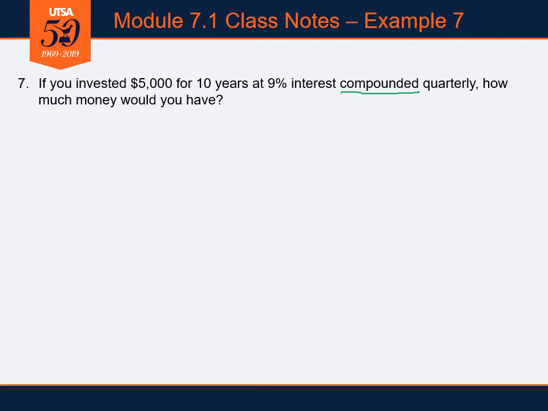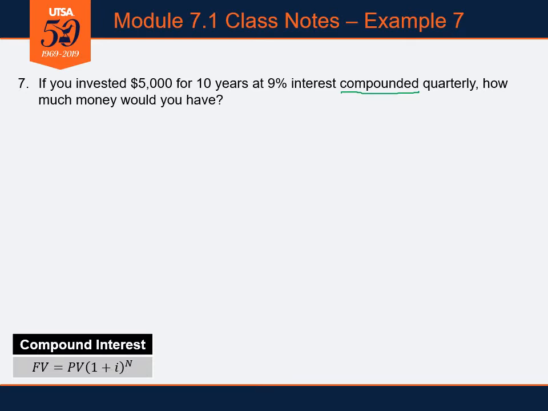So we need our compound interest formula. That is, like we saw in example 1, compound interest is future value equals present value times 1 plus the nominal interest rate raised to the N number of compoundings power.